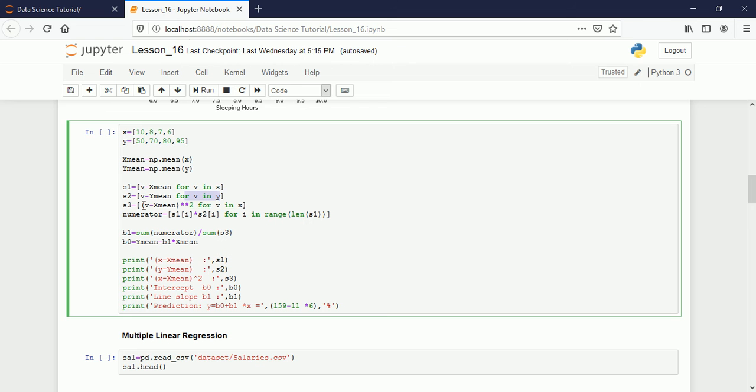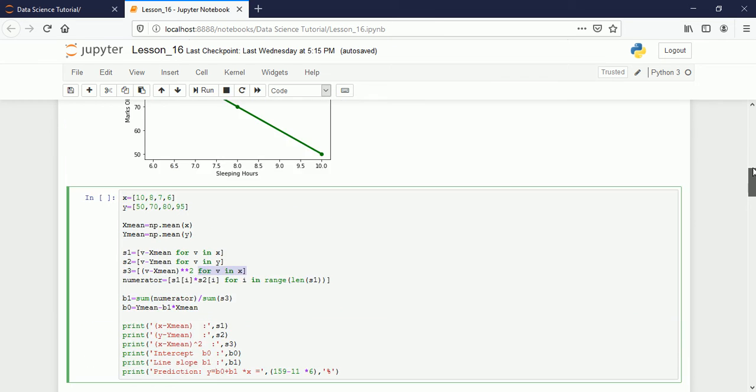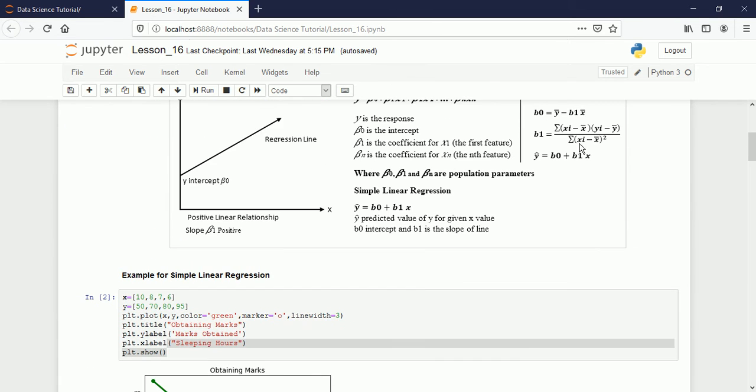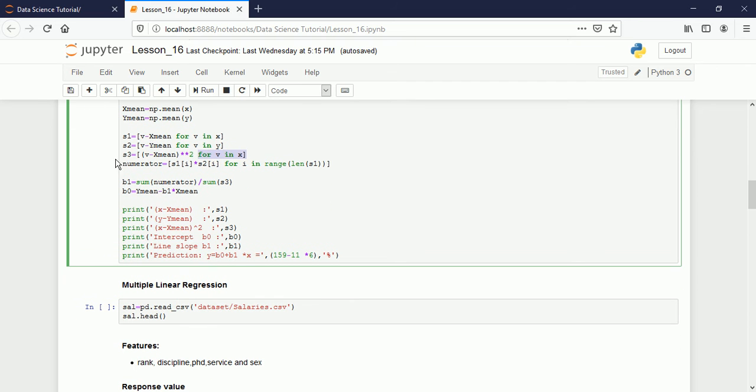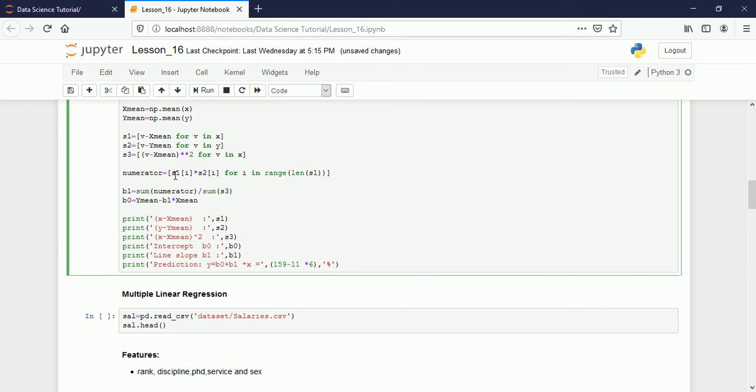Then we have to calculate the denominator. In the denominator, if you remember, it is the x value minus the mean of x, and that is whole squared, for the whole range. So here the x series minus the mean, whole squared, for the whole range, and we find the sum of that. That sum is stored in S3. This is for the y value in S2, this is the x value, the whole series x minus mean, stored in S1.